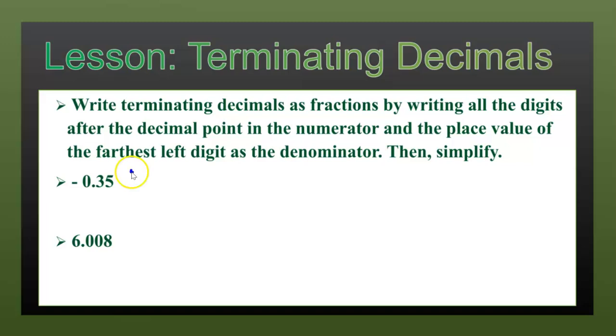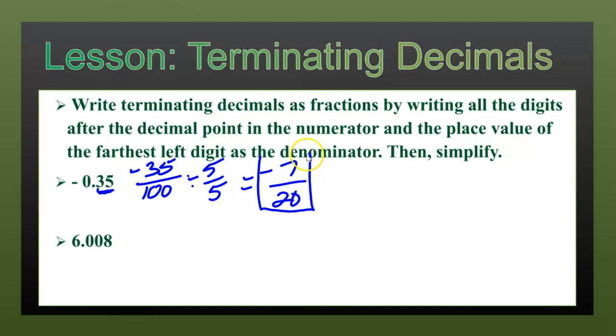So here I have a negative. So I'm going to take my 35, that's my numerator, and I have 2 decimal places here. So that means I'm at 35 hundredths. So now I have my fraction here, and all I have to do is just reduce this. I'm going to divide both the top and the bottom by 5. And that's going to give me negative 35 divided by 5 is negative 7. And 100 divided by 5 is 20. So my answer would be negative 7/20.